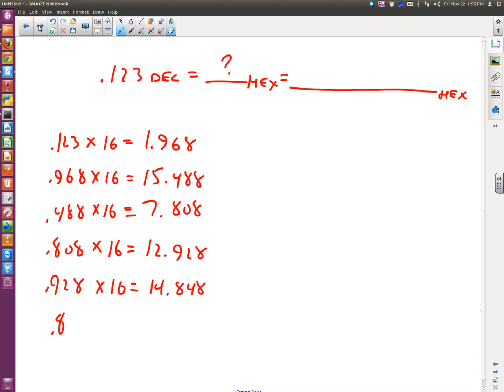And 0.848 times 16 is 13.568. All right, let's stop there. Look, when you hit a 0 after the decimal point, that's when you stop, right? We're not getting that. Or if the digits start repeating, what do we got here? We have 1, F, 7, C, E, D. They're not repeating. So you could stop if they're repeating, put a little bar on top, like 1/3 is going through repeating, right? So I could stop here and say, okay, it's 1, F, 7, and 12 is C, and 14 is E, and 13 is D, right? C, E, D. But it keeps on going.